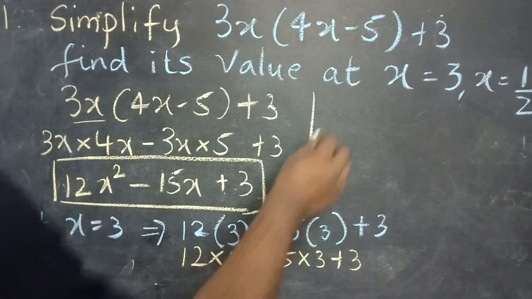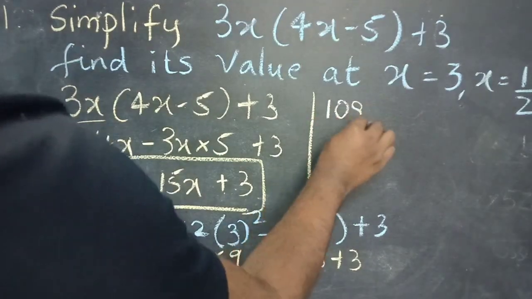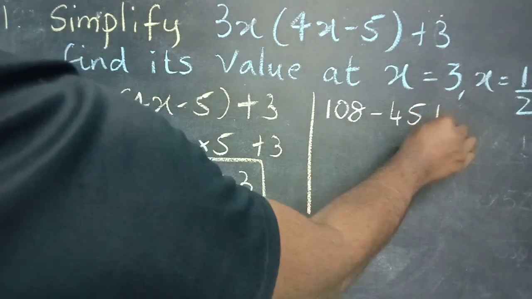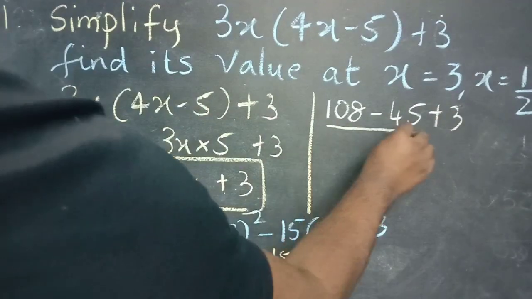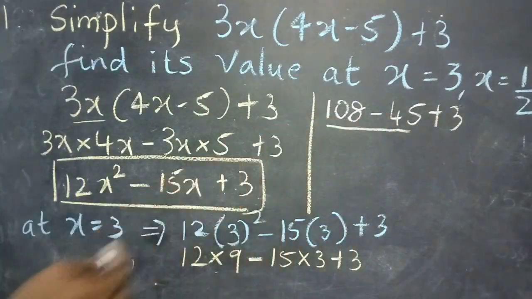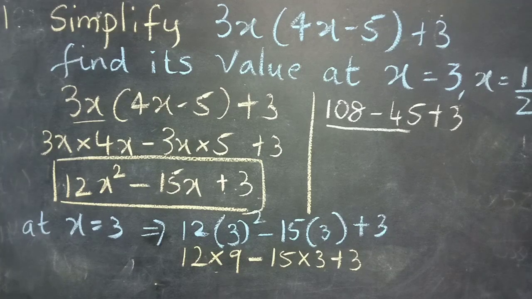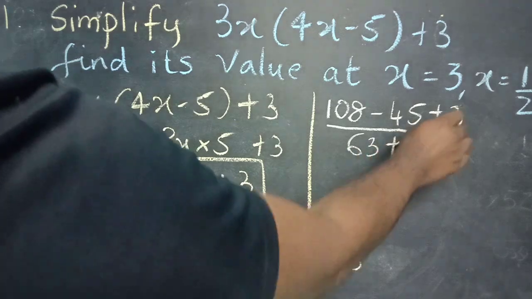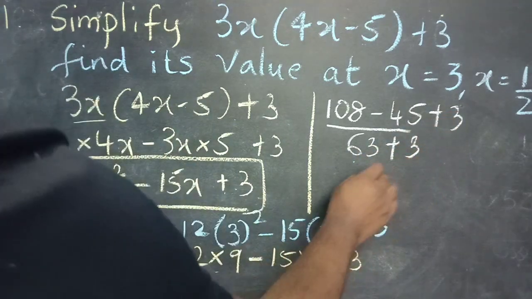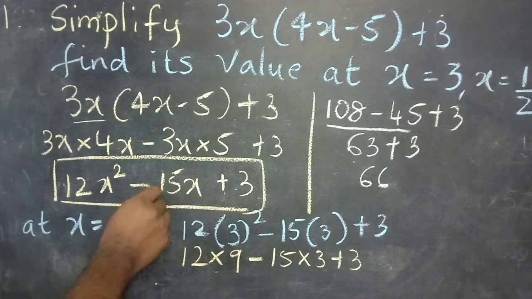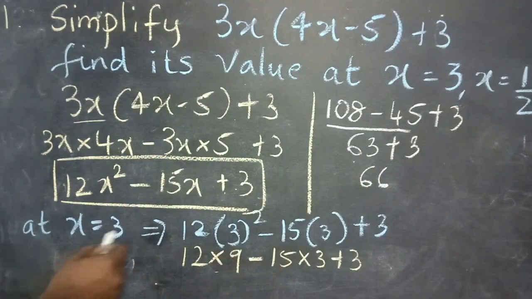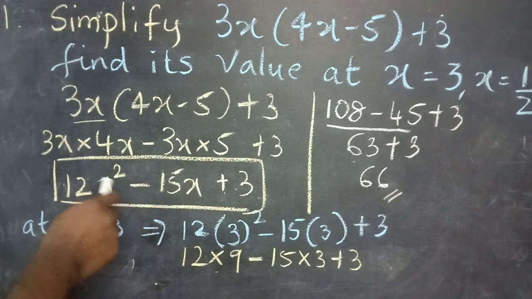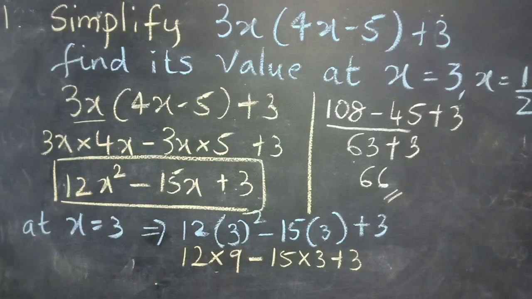Now 12 nines are 108. Now 15 threes are 45 plus 3. Now 108 minus 45, what we get is 63, then plus 3 as it is. Now 63 plus 3 is 66. The value of this expression at x equals 3 is what? 66. Now in the same way, we will try to find out the value of this expression at x equals 1 by 2.